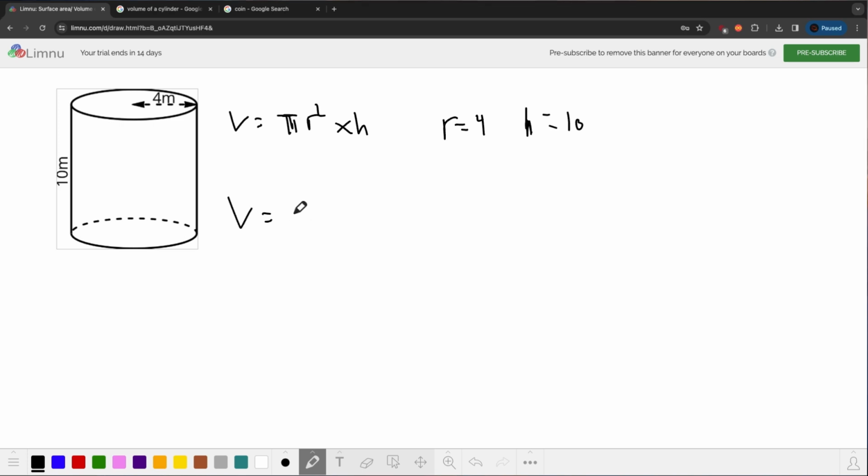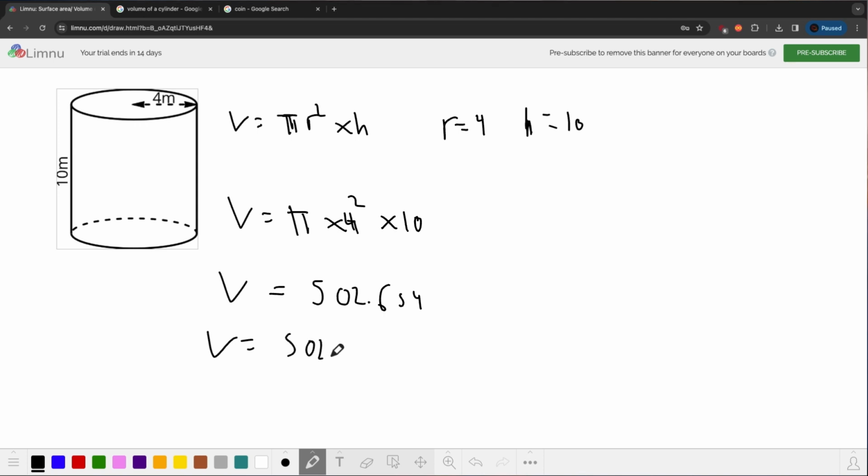So V equals pi times 4 squared times 10. And all you've got to do now is put that in your calculator. So pi times 4 squared times 10. That gives us an answer of 502.654, and let's just put that to two decimal places. So 502.65.